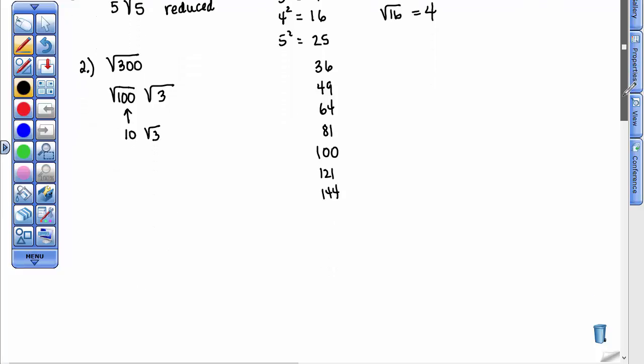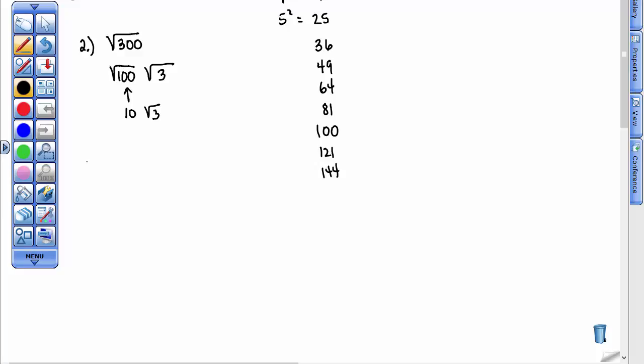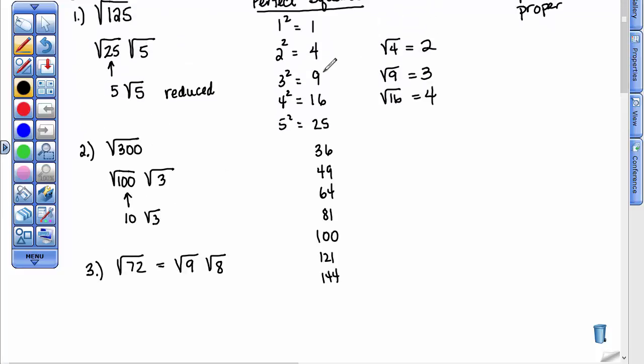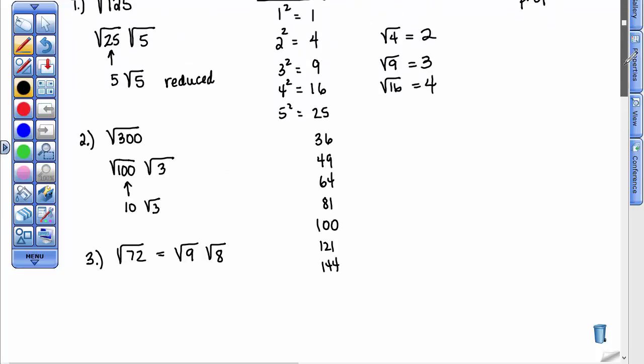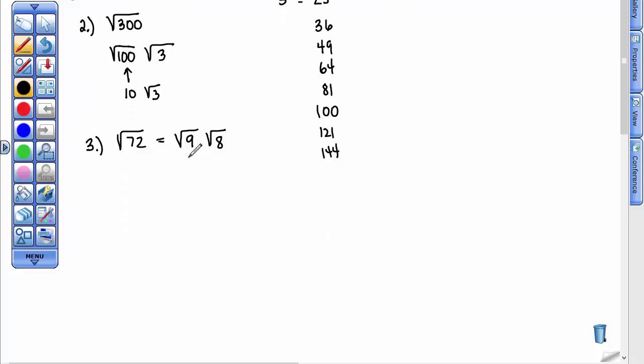The next problem I'd like to show you, I'm going to do it two ways, in case you didn't notice. The square root of 72 is the problem that we're going to do. Sometimes the first thing that comes to people's minds is 9 times 8 is 72. And it is, it's true. And 9 is in the list of perfect squares. So you could go that way, and the square root of 9 is the number 3.